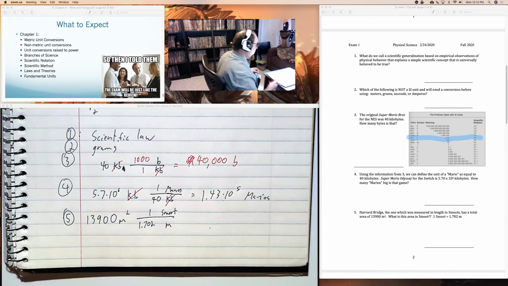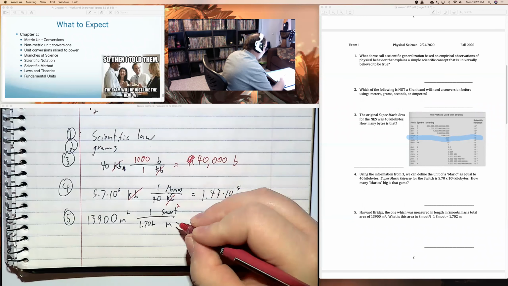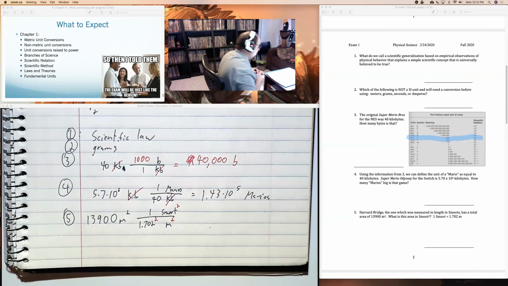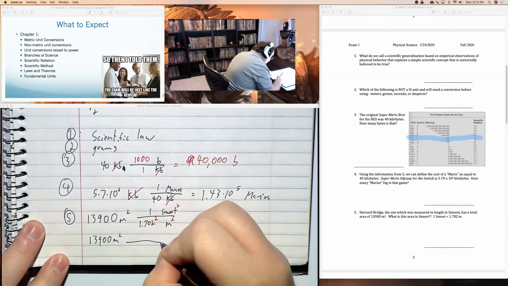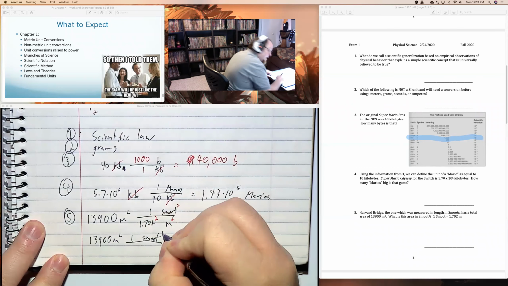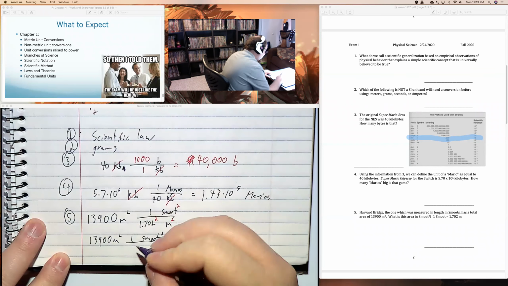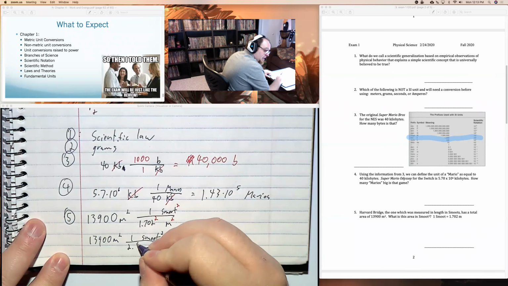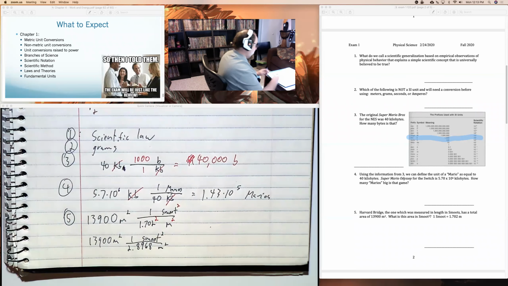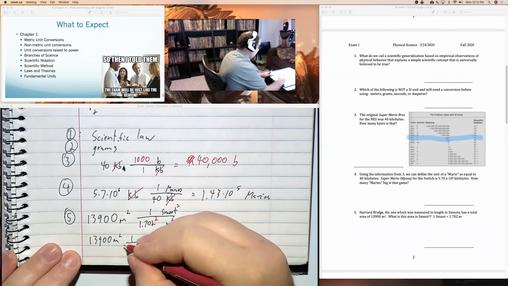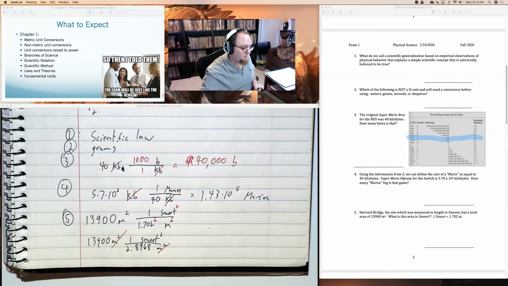However, meters is squared. Because my meters is squared, I need to square my conversion factor. This means my smoots will get squared, my meters will get squared, but so will this 1.702. So 1.702 isn't my conversion factor. It's going to be whatever 1.702 squared is, which for the record is 2.8968. This will allow my meter squareds to cancel. And I'll multiply through.